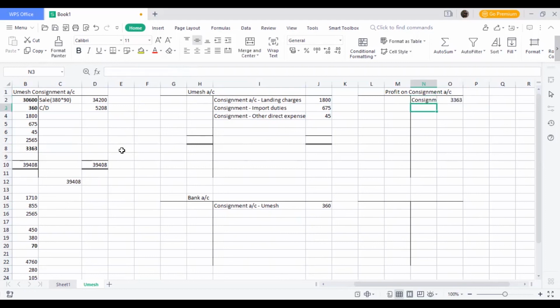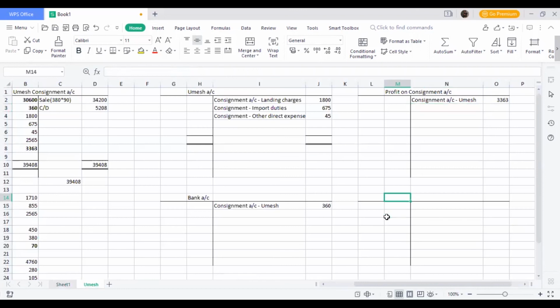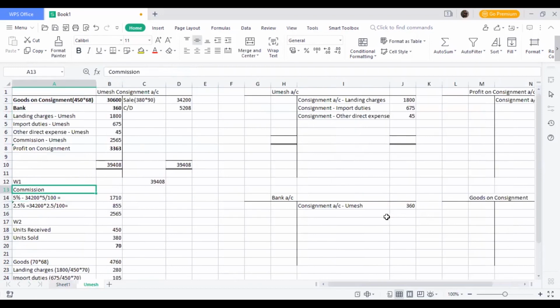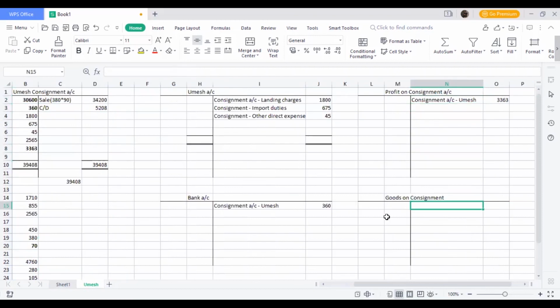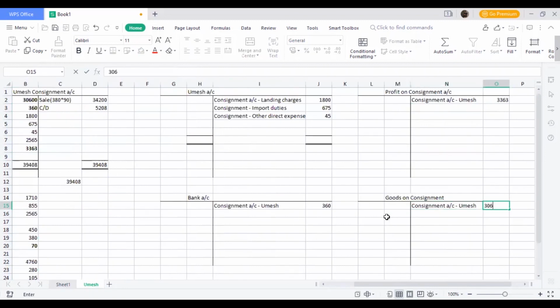Easy as that. So we are done with that particular adjustment. We can also transfer like on the previous sum we have done. I explained to you how goods on consignment is transferred. So we can write the goods on consignment. What is the value of goods on consignment we have? We got 450 into 68. So I'll write here the same value. Consignment account Umesh 30,600.